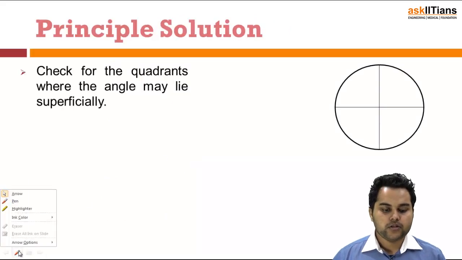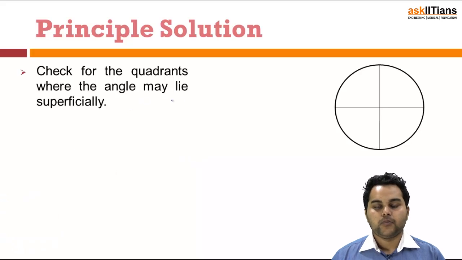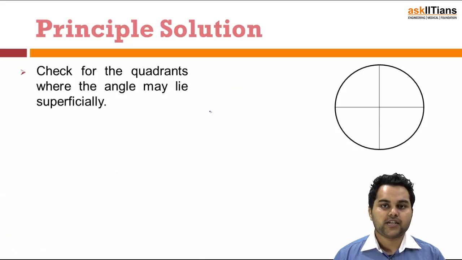Now what's the principal solution? Principal solution is the basic solution that shall lie in the first quadrant itself, in the first circle itself. As in, I already know that the values of the solution for the trigonometric equation would be periodic in nature. So I need to have the first basic value that would lie in the first circle.